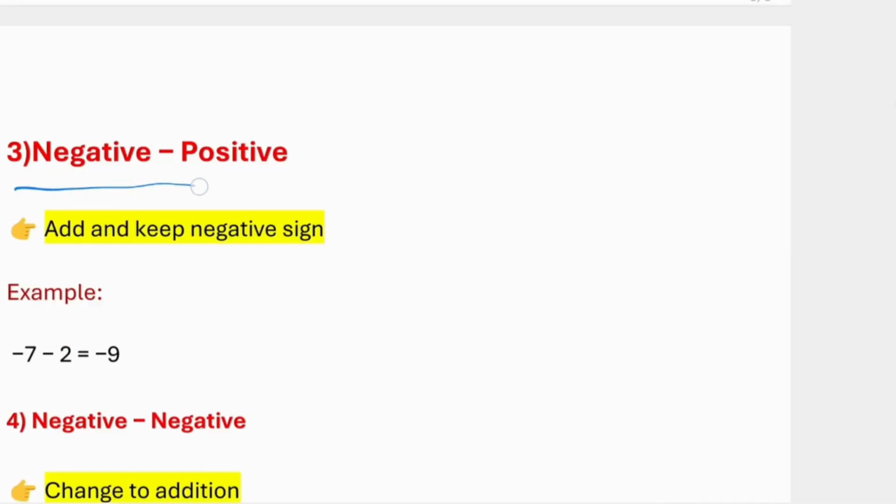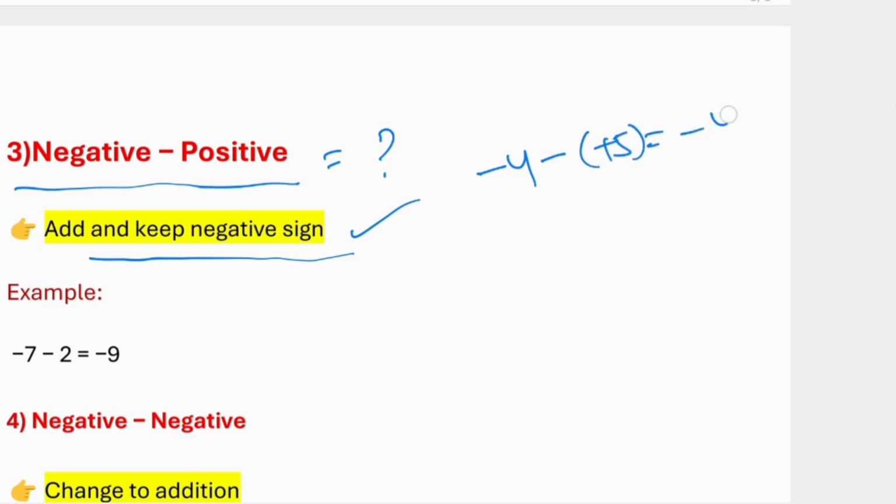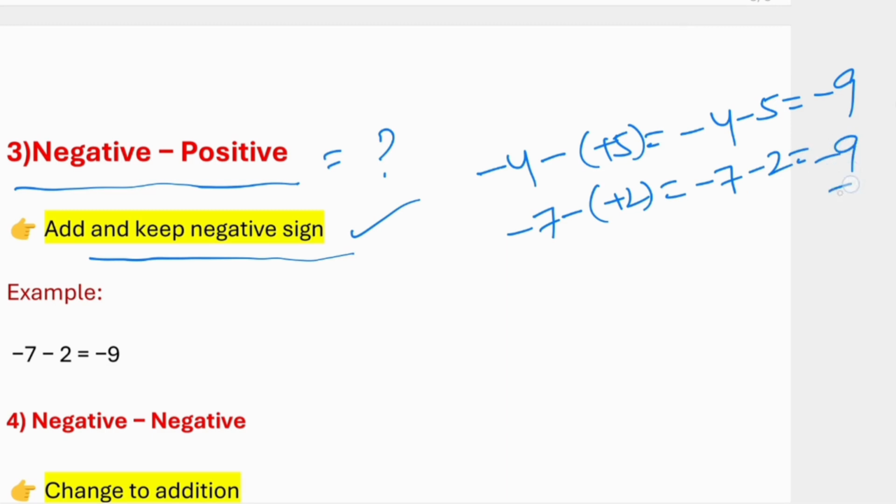Our third rule is negative minus positive. What do we get? In this case, add and keep the negative sign. For example, minus 4 minus of plus 5 is equal to minus 4 minus into plus, minus, is equal to minus 9. Minus 7 minus of plus 2 is equal to minus 7 minus 2, we get minus 9.